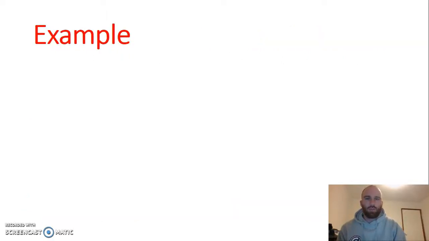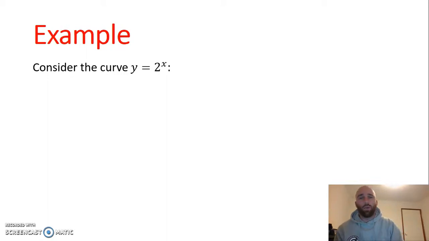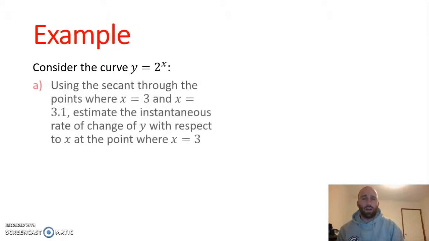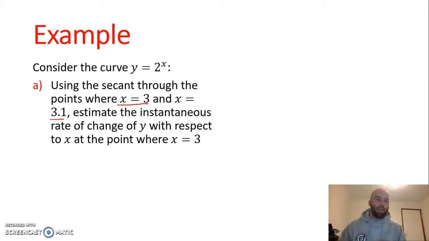Okay, so an example. We need to consider the curve y equals 2 to the power x, using the secant, so remember that curve section within the graph, through the points where x equals 3 and x equals 3.1. Estimate the instantaneous rate of change. We don't know how to find the exact instantaneous rate of change at an exact point just yet. We will be learning that.